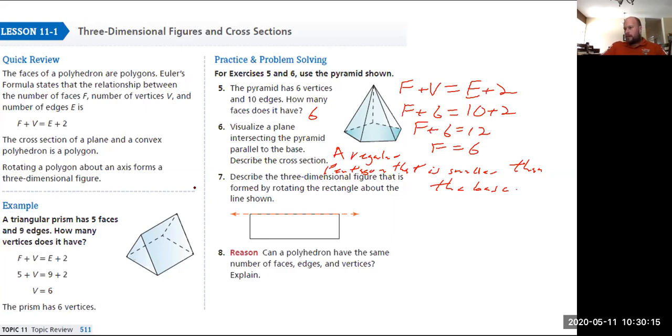All right. Number 7, describe the 3-dimensional figure that is formed by rotating the rectangle about the line shown. Well, anytime we're rotating, it's going to give us something that's curved. So it has to have a circle as the other side of it. If we picture this side being rotated all the way around here, and we fill it in, it is a cylinder that's on its side. All right. So it is a cylinder.